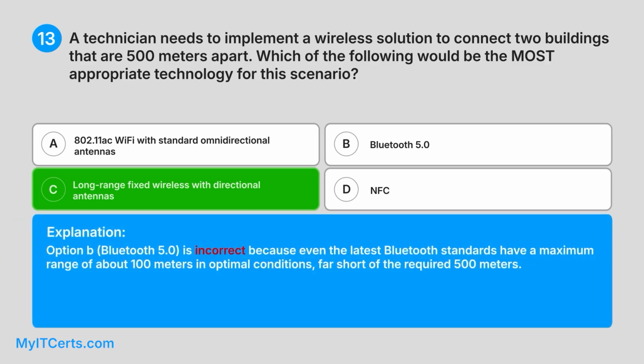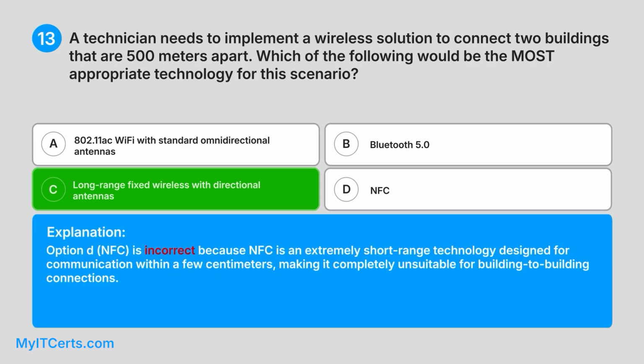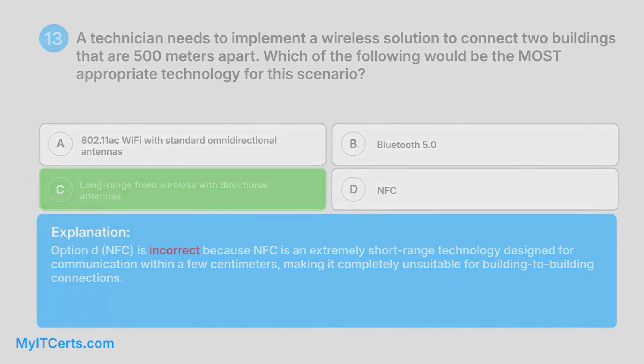Option B, Bluetooth 5.0, is incorrect because even the latest Bluetooth standards have a maximum range of about 100 meters in optimal conditions, far short of the required 500 meters. Option D, NFC, is incorrect because NFC is an extremely short-range technology designed for communication within a few centimeters, making it completely unsuitable for building-to-building connections.